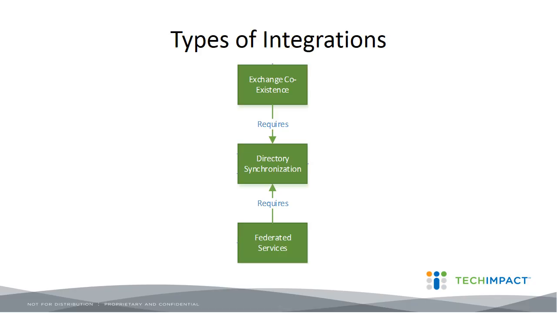So there are 3 different integrations that are offered as part of Office 365. One is called directory synchronization, which synchronizes a local Active Directory server to the cloud. That is kind of like if you're going to do any integration, you have to do that one, right? And then there's something called federated services, which allows you to do true single sign-on. When a user is signed into their computer, they're also signed into Office 365.